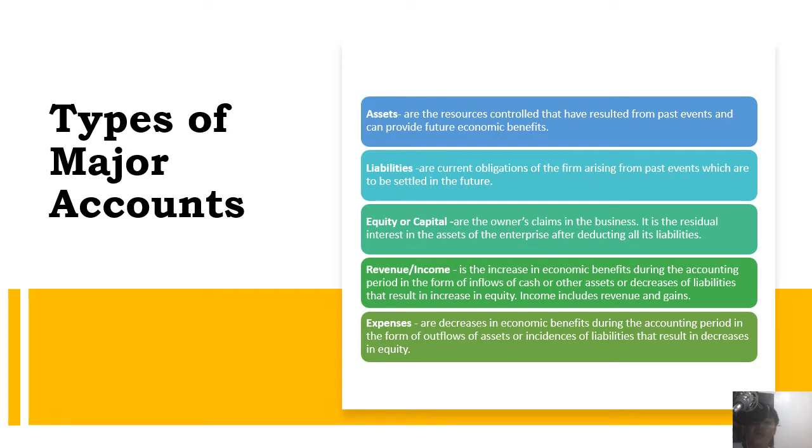Pwede mo rin namang utangin. Umutang ka ng property, kumuha ka ng property, hindi mo binayaran, nag-promise ka lang to pay or to give a sum, the sum at a future date. O yun. So, pwede ka rin magkaroon ng assets. So, yun yung mga sinasabing transaction.